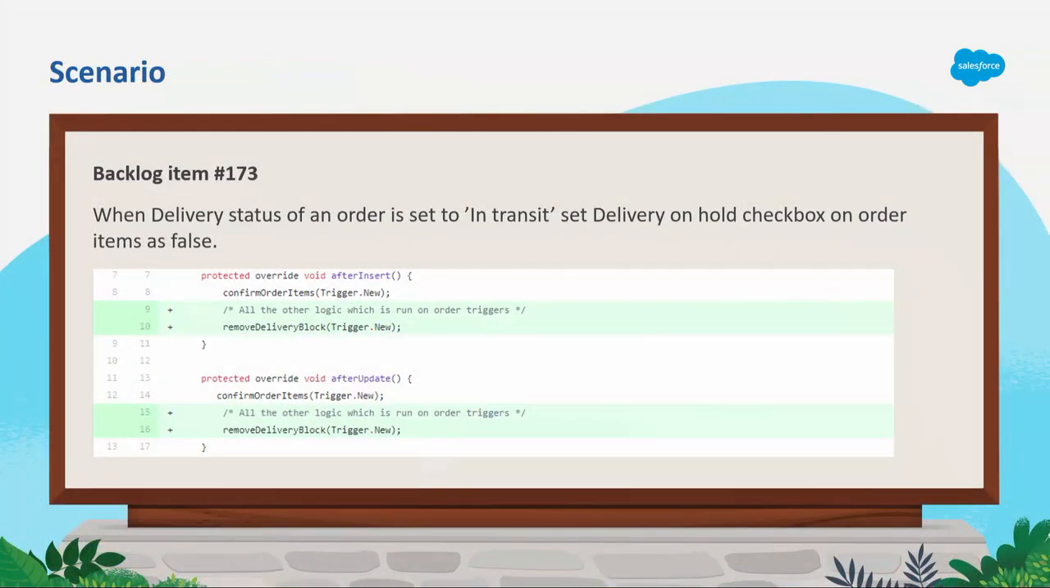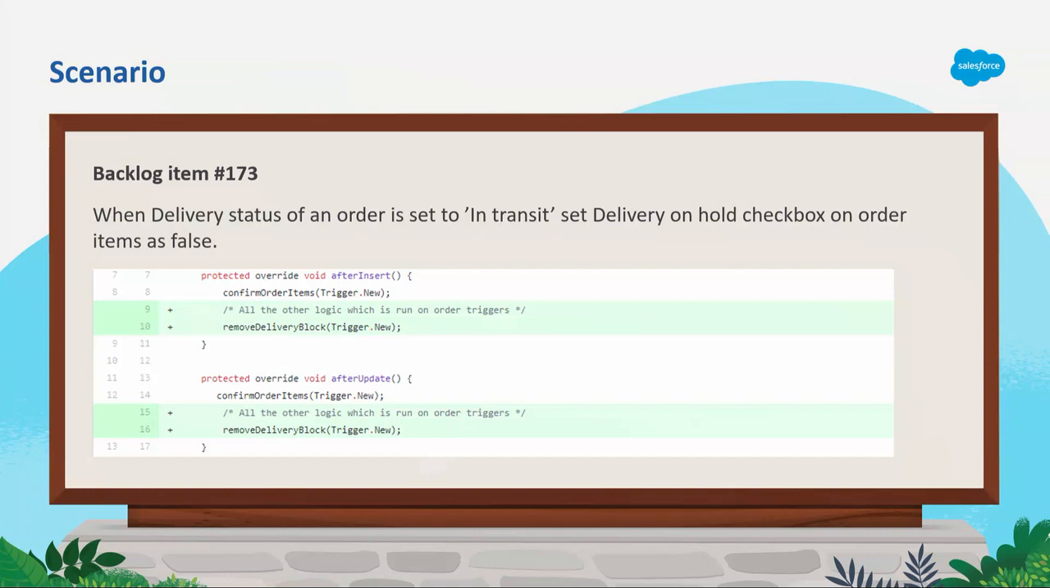Then moving onwards with the scenarios. This is in addition to the scenario that we had on the first patterns. So when delivery status of an order is set to in transit, we set the delivery on hold checkbox on order items as false. Similar scenario, data flowing on an update from the parent record to the detail records.